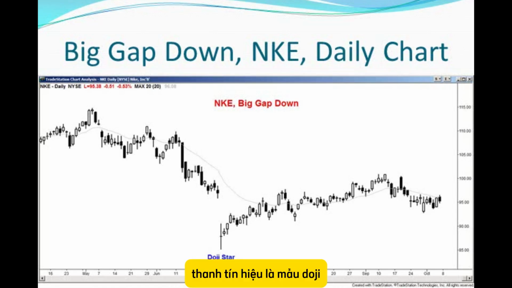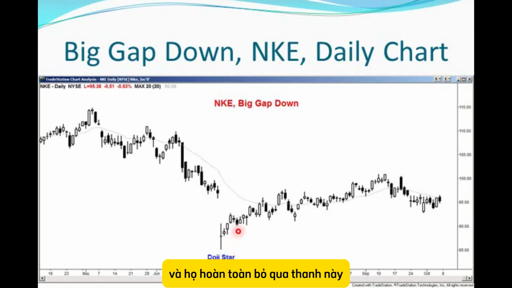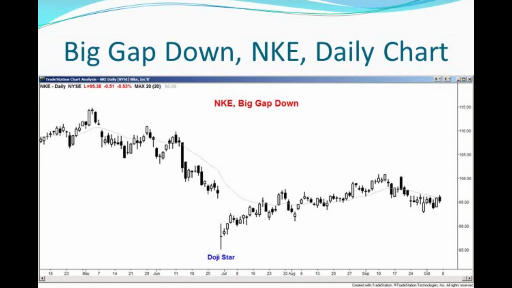The signal bar is the doji pattern, but the reality is most institutions are placing bets and they're totally ignoring this bar. They don't care. They just are interested in whether or not the market is down to a support level. And then they place a bet. They take a chance.